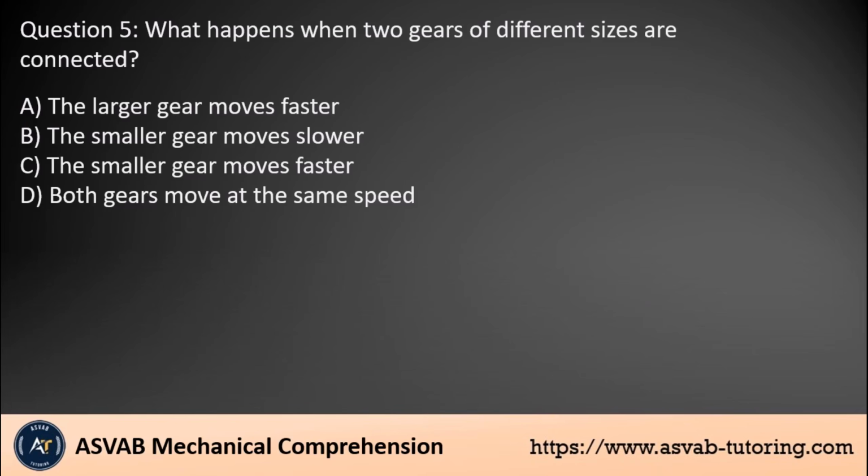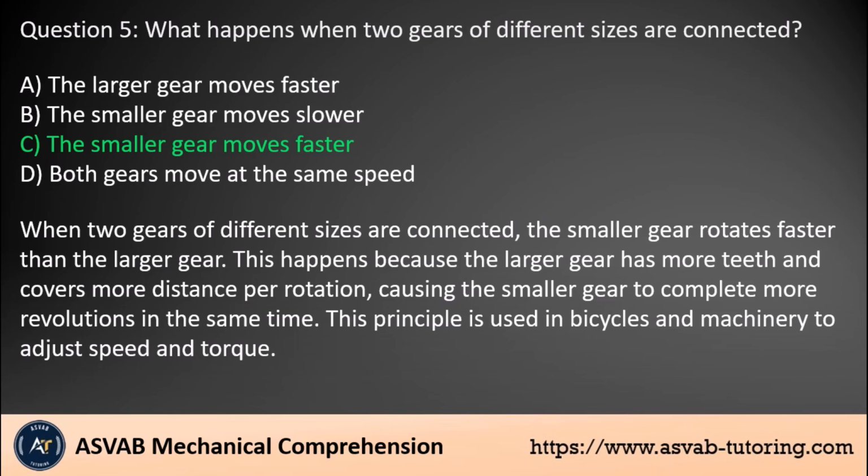Question 5. What happens when 2 gears of different sizes are connected? Option A, the larger gear moves faster. Option B, the smaller gear moves slower. Option C, the smaller gear moves faster. Option D, both gears move at the same speed. The answer is C, the smaller gear moves faster.